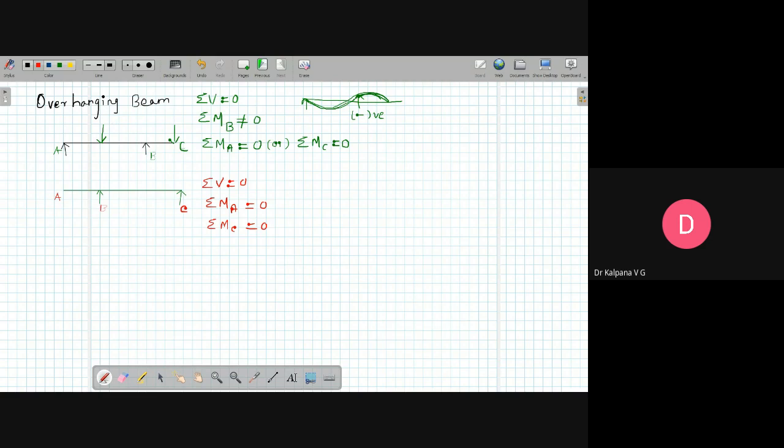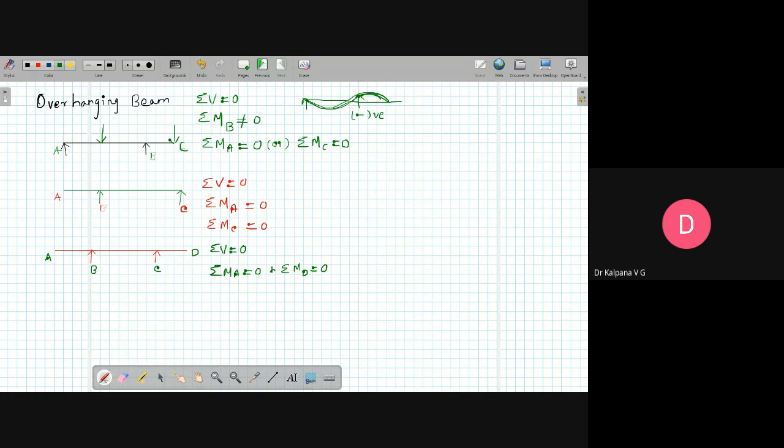In the case of a double side overhanging beam, if the supports are named A, support B, support C, and the other free end is D, what are the equations to find the unknown reactions RB and RC? Sigma MA equal to 0 and sigma MD equal to 0. We should not consider the two supports in a double side overhanging beam.